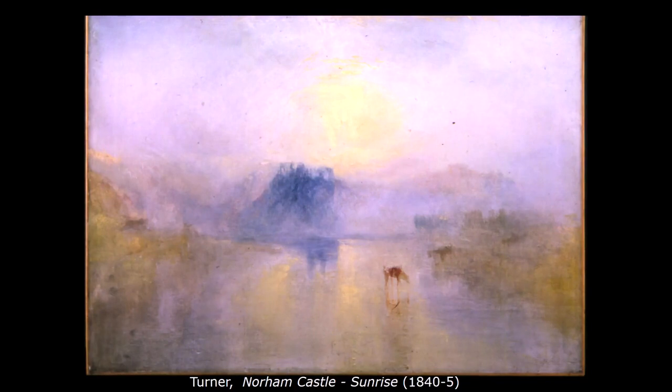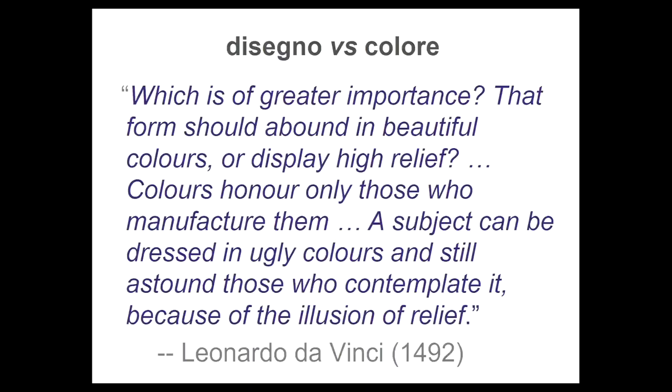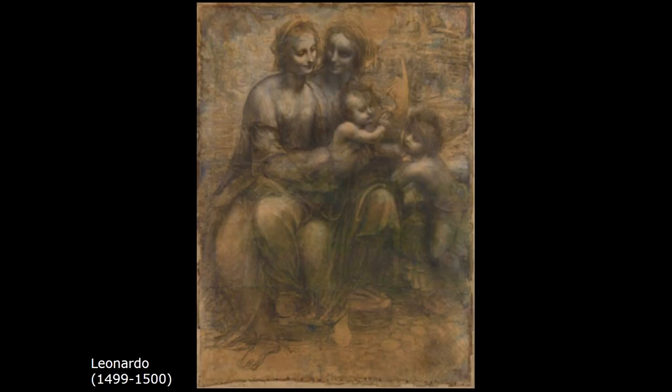So his evolution from line and form, light and shade, to color and light reflects the debate between disegno and colore in art history. And that, in turn, mirrors the divide between form and color in the scientific study of visual perception. As Leonardo said, which is of greater importance, that form should abound in beautiful colors or display high relief? Leonardo came down on the side of relief, on form. And in his Burlington House cartoon here, he illustrates the power of form given through luminance variations only.